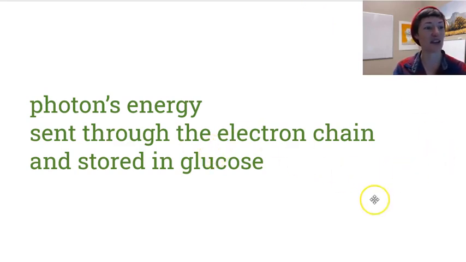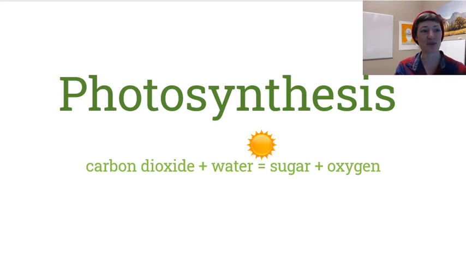So the haiku for this week is: photons energy sent through the electron chain and stored in glucose. The important part here is our photosynthetic equation. So this is just the words behind the molecules. We're going to take carbon dioxide and water and turn those into sugar and oxygen, all in the presence of sunlight. Or not all in the presence of sunlight, partially in the presence of sunlight. But we can't do it without sunlight. Sunlight is our energy input for this process.